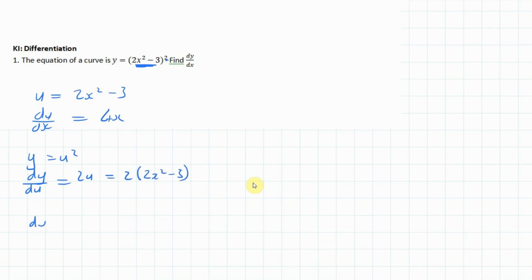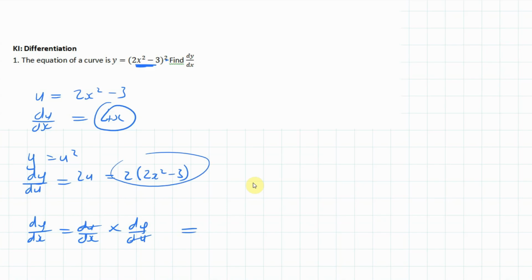Now we put it all together. dy/dx is equal to du/dx, which is that one, times dy/du, which is this one here. You can see they cancel out, leading us to dy/dx, and that is equal to 4x times 2(2x squared minus 3), and all up we can say that this is equal to 8x(2x squared minus 3), and we are done.